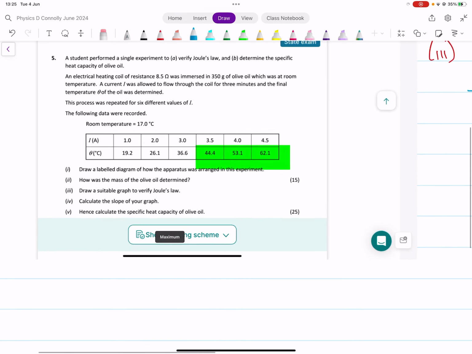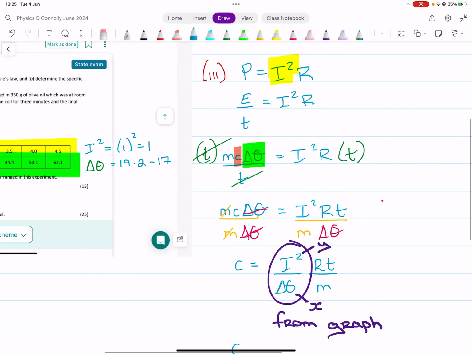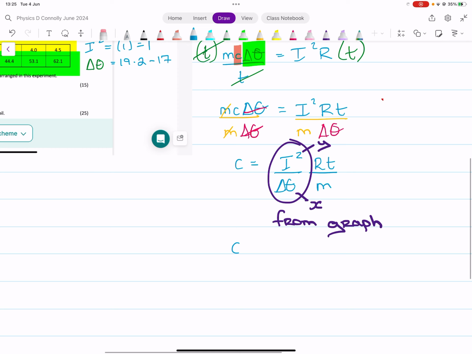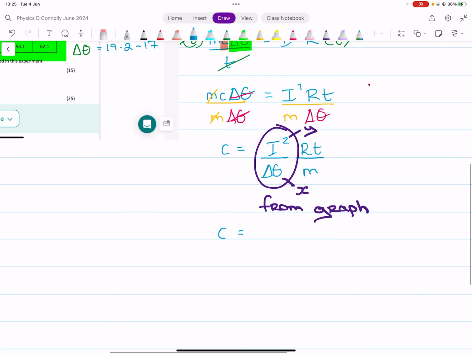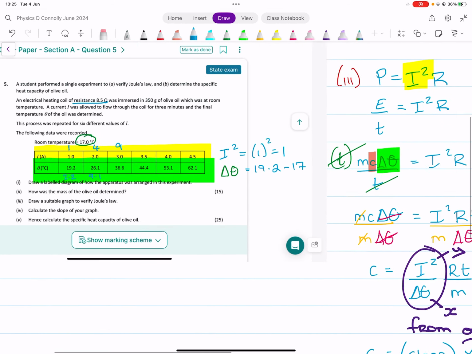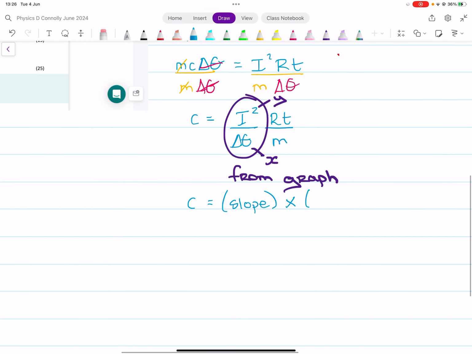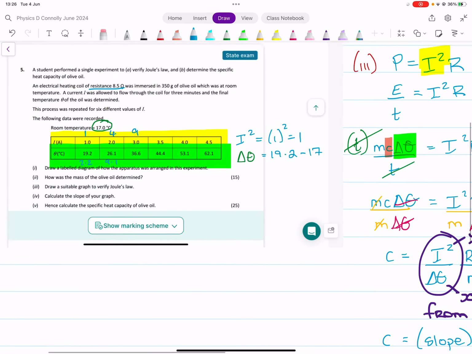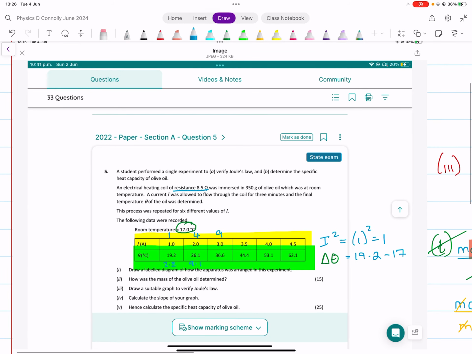Sorry, I'm moving through here. So part 4 is calculate the slope. So in part 4, you will calculate the slope. And then when you're actually using this in part 5, it will become whatever you got for the slope. And then you multiply that by the resistance, which is here, so that's 8.5. The time, it must have given us a time.